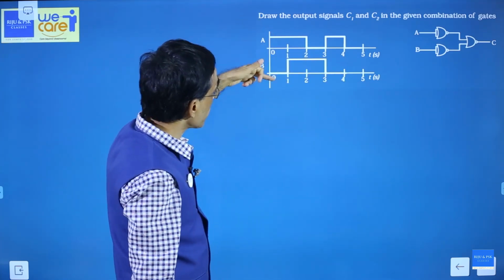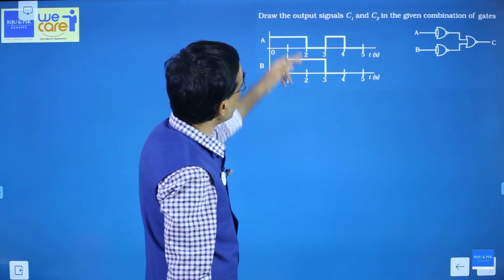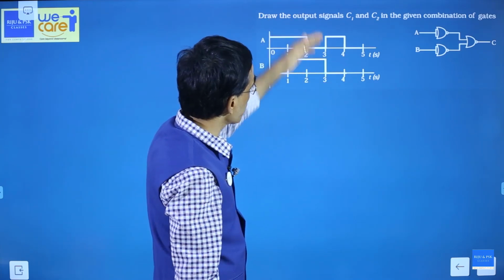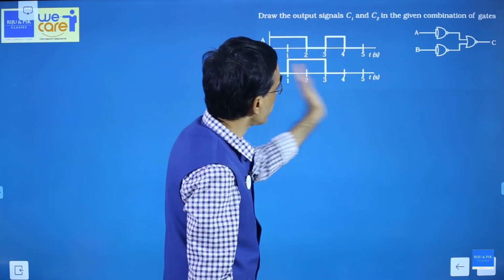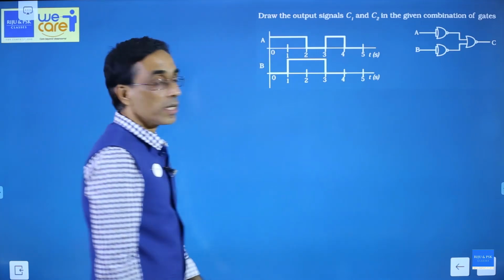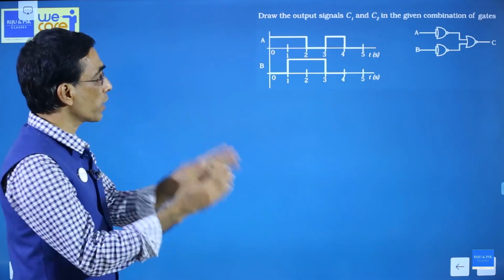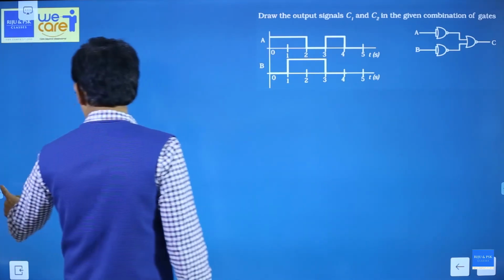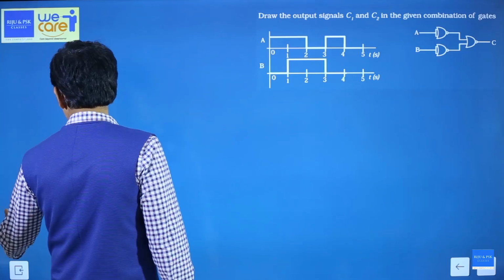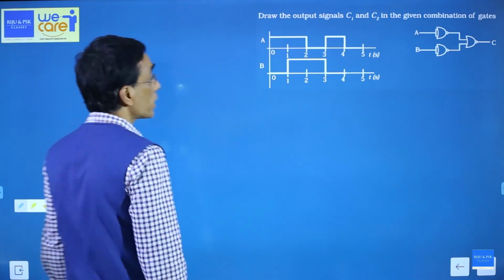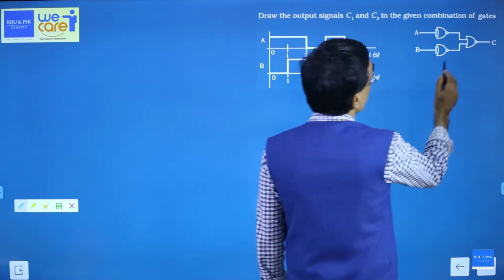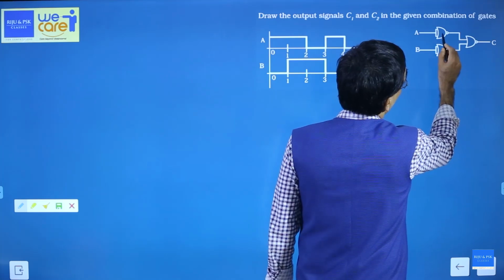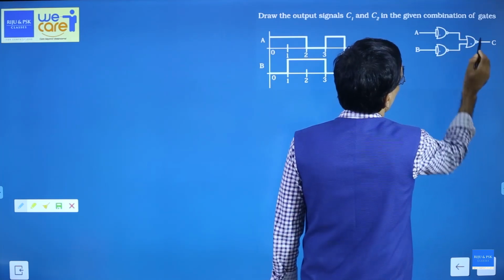So in the first interval, on the time axis, one input is 1, another is 0. Then in the next interval both are 1, third interval 0 and 1, fourth interval 1 and 0, after that both are 0. This is how the inputs are given. Now you can draw the waveform corresponding to this. First of all, what gate is this? You can see this is a NOR gate.